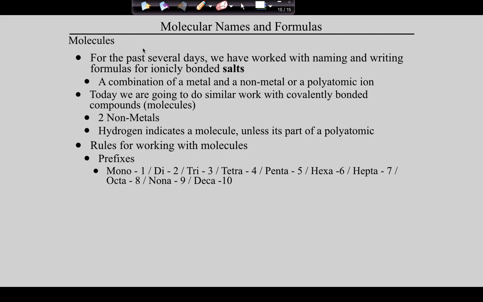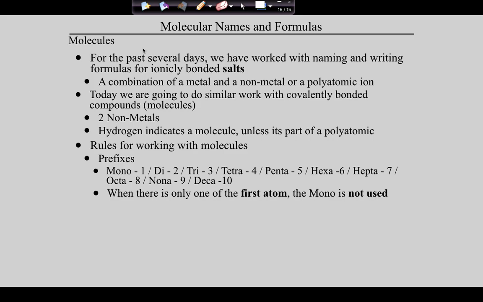And you all know that there's 10 years in a decade, so you know deca is 10. So these are the prefixes that you need to know in order to be able to write formulas and names. And guys, that's it. That's all you need to know other than one little rule. And it goes like this.